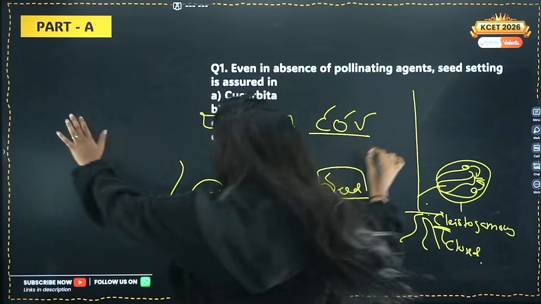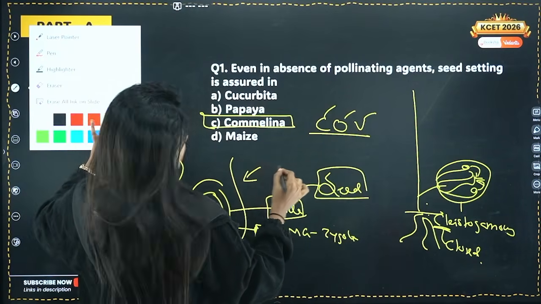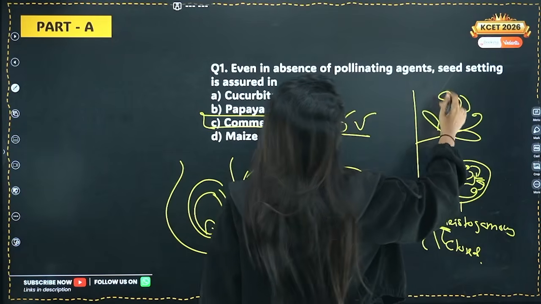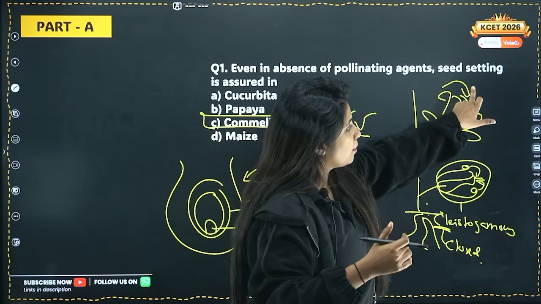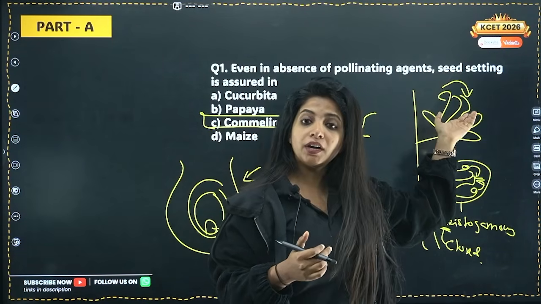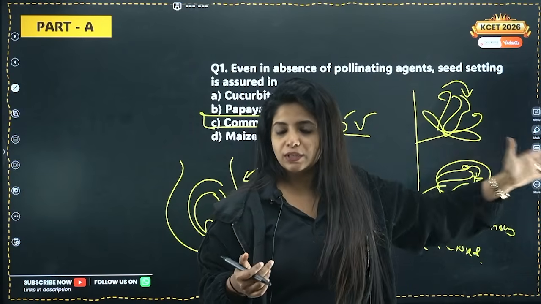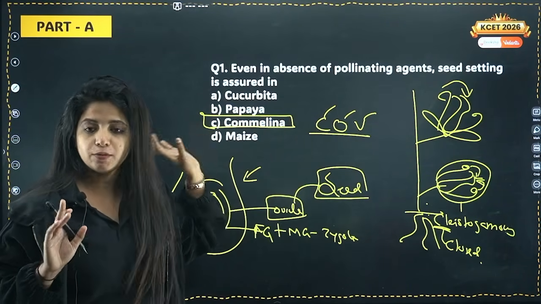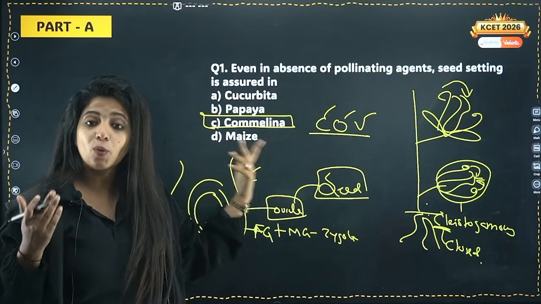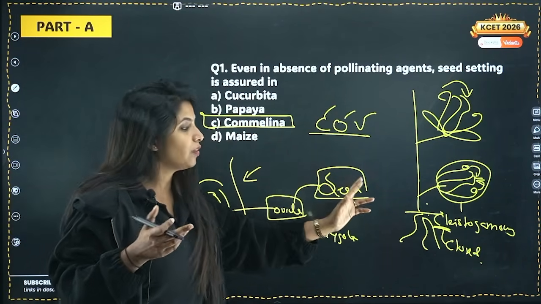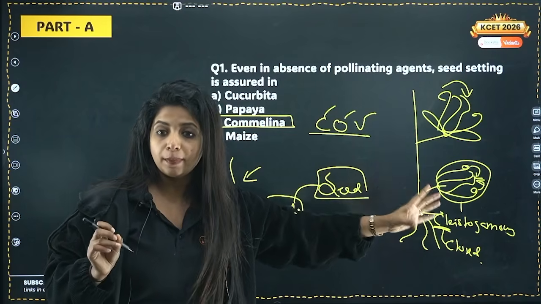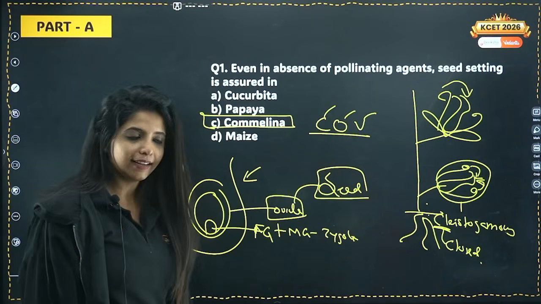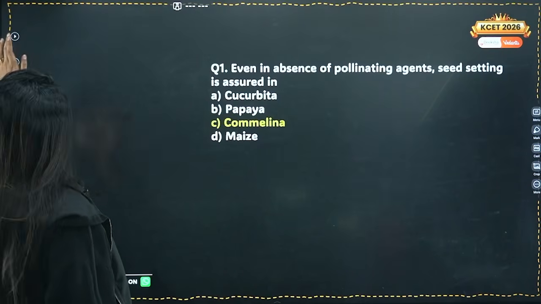There are open flowers as well. You call them chasmogamous flowers. Here also the male and the female part will be there. Now they can undergo autogamy, that is known as self-pollination, or they can undergo geitonogamy. They can also undergo xenogamy. That's their choice. But as of now, you have been asked, even in the absence of pollinating agents, seed setting is assured in what organism? It is commelina, because here definitely autogamy is going to happen. Self-pollination is going to happen anyhow. Done? Clear. Next question.